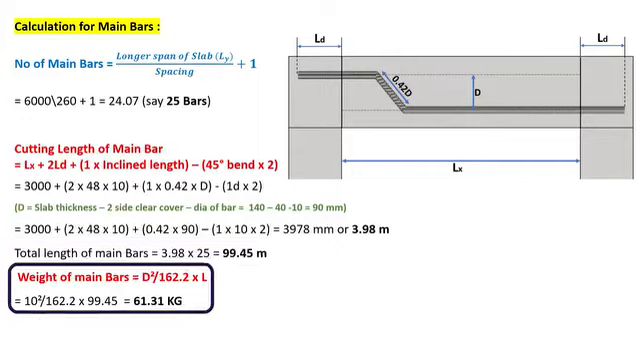Weight of main bars is calculated by using the formula D square upon 162.2 into L, where D is the dia of the main bar and L is the total length of main bars. Dia of main bar is 10 mm and the total length is calculated as 99.45. Hence, the total weight of main bars will be equal to 61.31 kg.